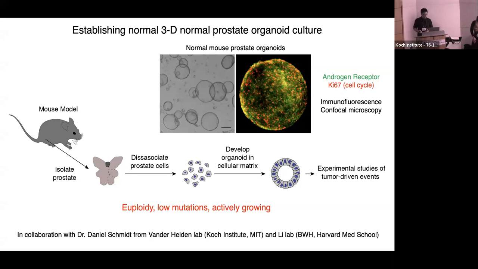I use immunofluorescent staining and confocal microscopy and show that these organoids are actually actively growing by staining this Ki67 protein, which marks the cell cycle. And also these organoids express one of the very important prostate signature proteins, called estrogen receptor. And more importantly, I sequenced these organoids over time, and I found that they always showed euploidy, which indicates these organoids have very stable and balanced genomes.